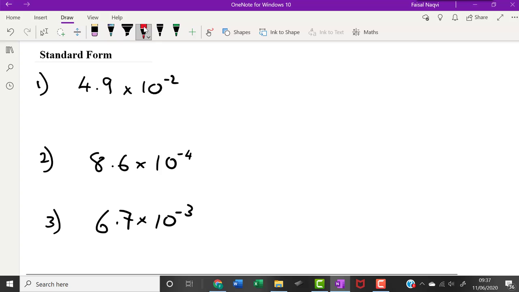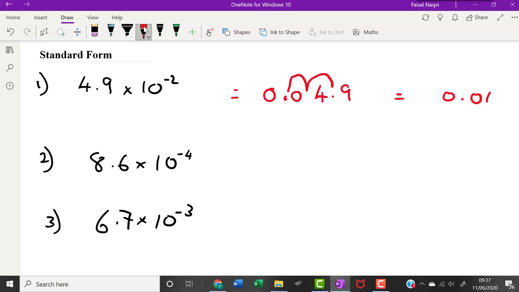Okay, if we look at the first one, we've got 4.9. I know my number is going to become smaller because it's to the power minus 2. So I move my decimal point to the left 2 spaces. 1, 2. Here's my decimal point. I put in my zeros, so my answer is 0.049.